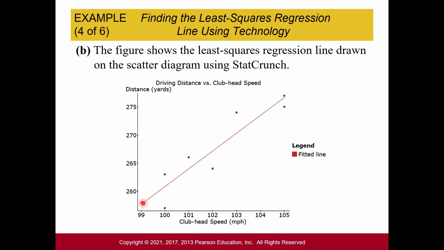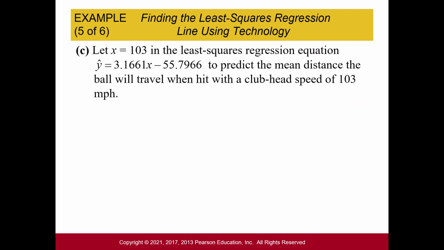Okay, and you can do this in StatCrunch if you type in your data and then create the scatter diagram and the line. So notice that it's a pretty good line. It's fairly centered among our points, and so the residual, the difference between our observed value and our predicted value, is minimized with this least squares regression line.